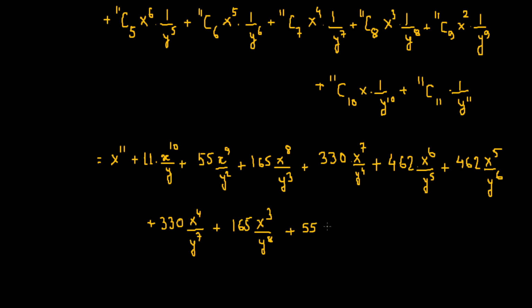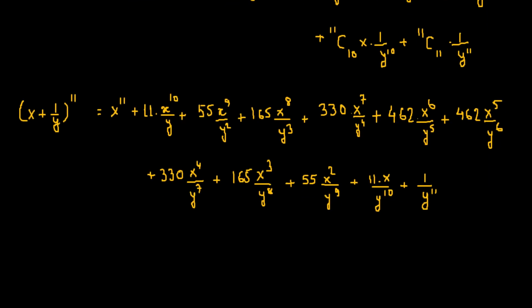11c9 is going to be 55, so we have x squared over y raised to the power of 9 plus 11, which is 11c10, 11 times x over y raised to the power of 10. 11c11 is 1 plus 1 over y raised to the power 11. So this is the binomial expansion of x plus 1 over y raised to the power of 11. That's the answer. Okay. Now let us move on to the next question.